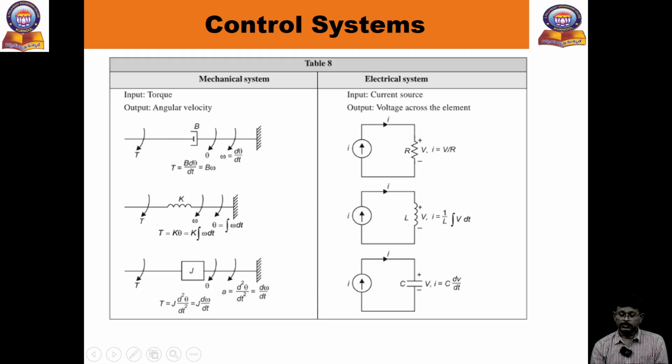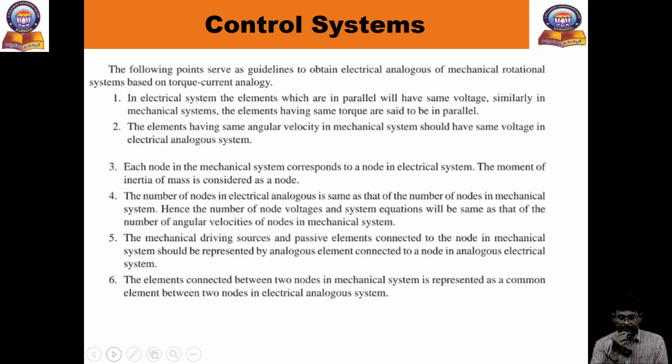Now you can see the equivalent circuits also. The dashpot is the same as the resistor. Then the spring constant now corresponds to inductance, whereas in the previous case spring constant was equal to capacitance. Now it is because these two are reversed. Now moment of inertia is equal to capacitor. Similarly, you have to follow the same guidelines as in the previous case.